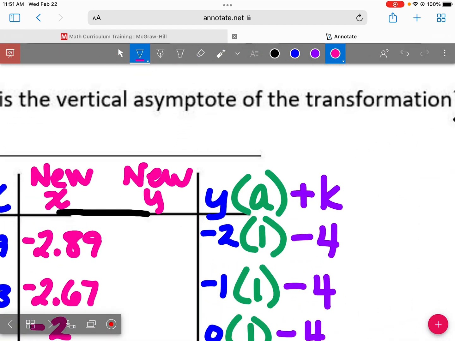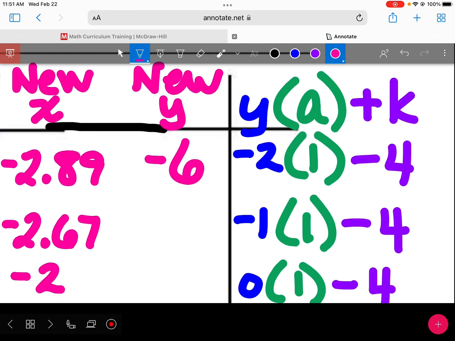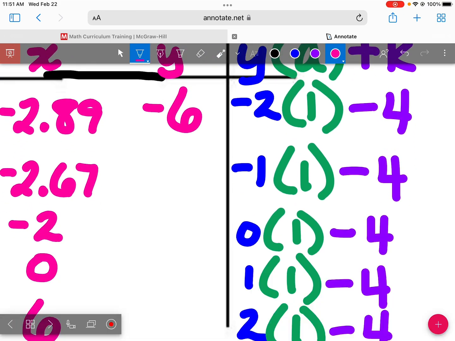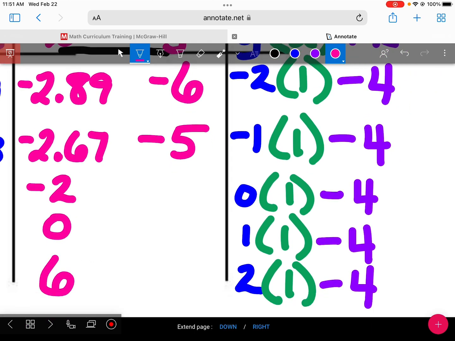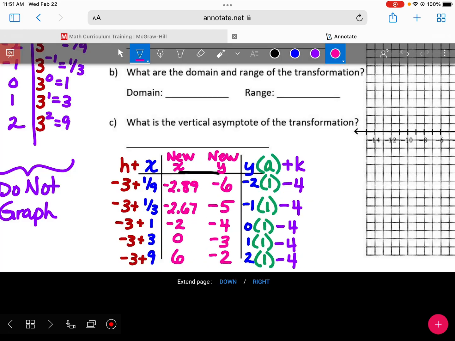So my new y values, negative 2 minus 4 is negative 6. Negative 1 minus 4 is negative 5. 0 minus 4 is negative 4. Do you guys see a pattern happening down the y column? Yes. What's the next one going to be? Negative 3 and then negative 2.